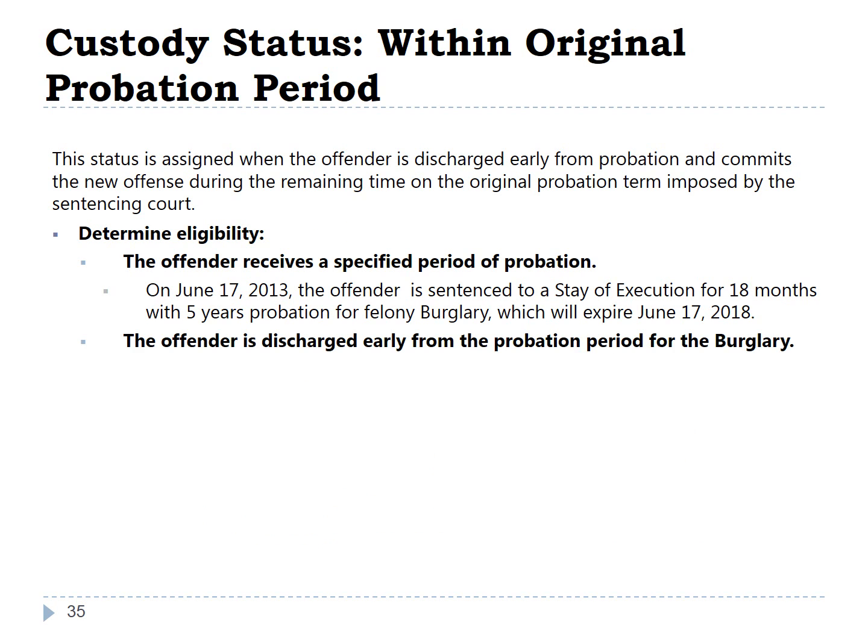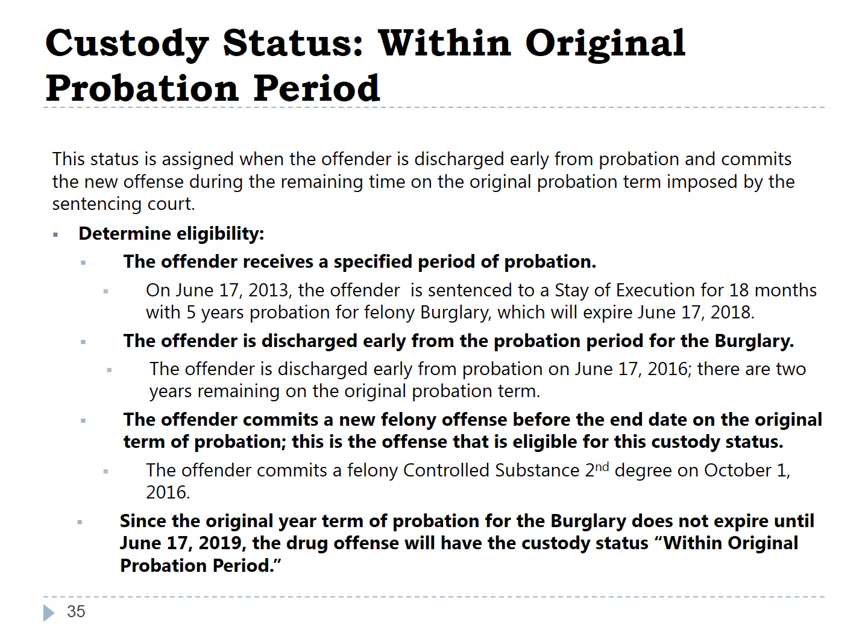Sometimes an offender will be discharged early from the full duration of probation imposed by the sentencing court for a stay of execution or stay of imposition. When that occurs, the Commission requires that the offender be held responsible for the full duration imposed by the court. Any offense committed after discharge but before expiration of the original term will result in a custody status of within original probation period. Here again, you want to follow the order of events and see where the current offense falls with respect to the discharge date and the expiration date.